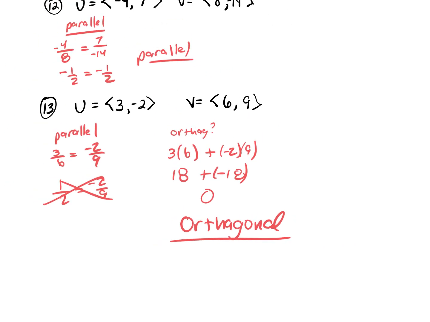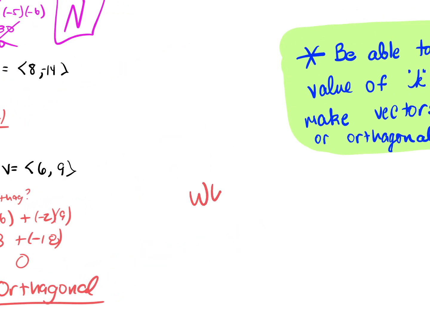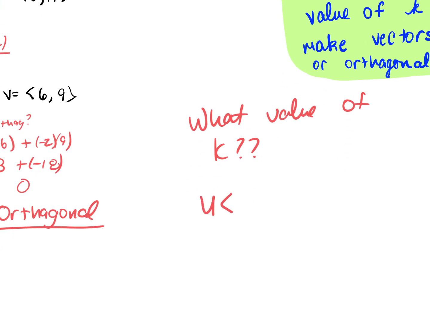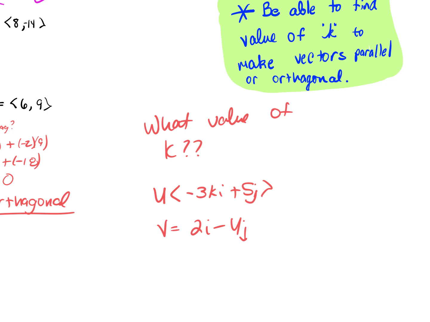Can you guys pull up for me your web assignment, please? I just want to grab a question. All right. Say you had a question that says, for what value of k, right? Makes the vectors parallel or orthogonal or whatever. It's a basic equation, guys. Hang on one second. a equals negative 3ki plus 5j. Okay. And then b equals 2i minus 4j.